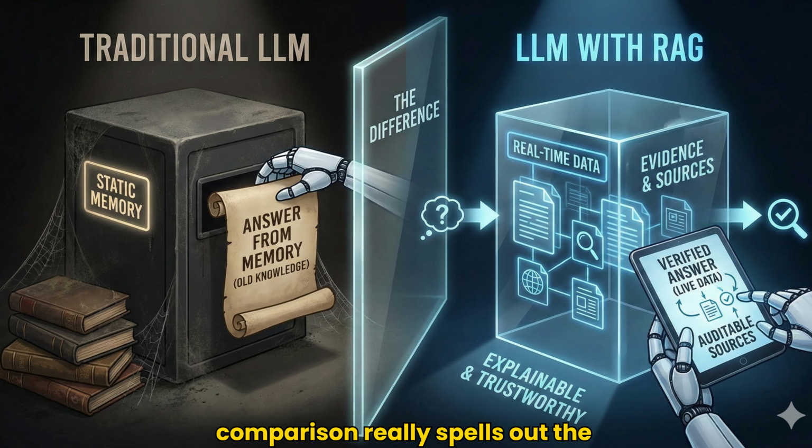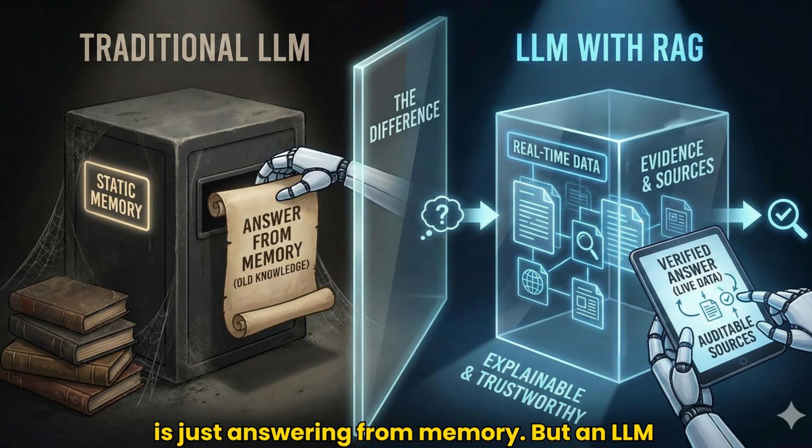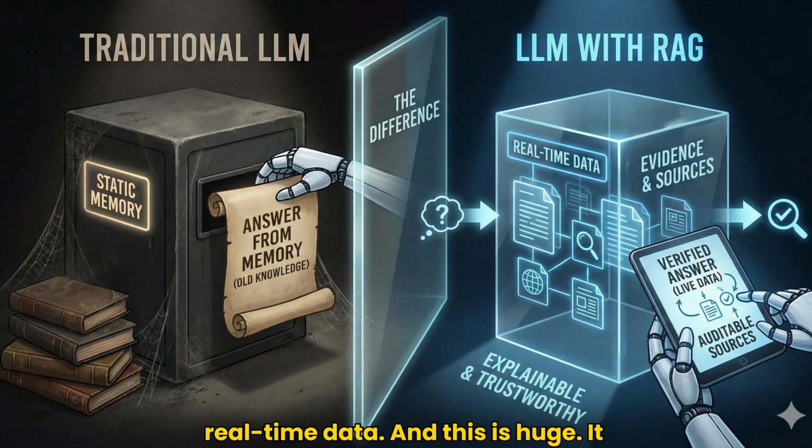And this comparison really spells out the difference, doesn't it? A traditional LLM is just answering from memory. But an LLM with RAG, it's answering from evidence. You go from static, old knowledge to real-time data. And this is huge. It stops being a black box. With RAG, you can actually see the sources the AI used to come up with its answer. That makes it auditable, explainable, and just so much more trustworthy.